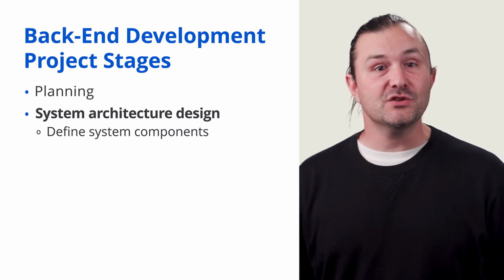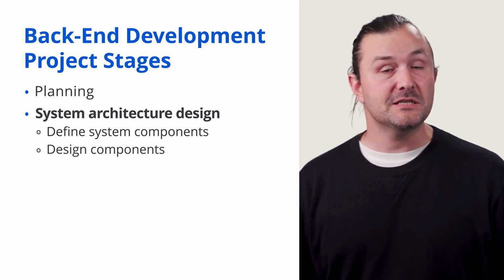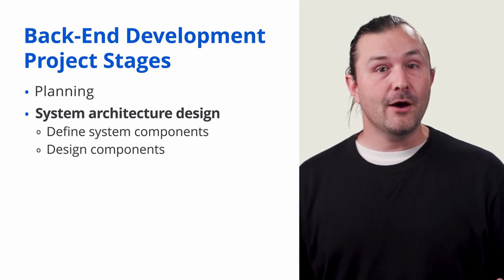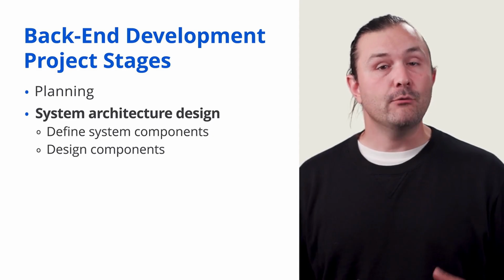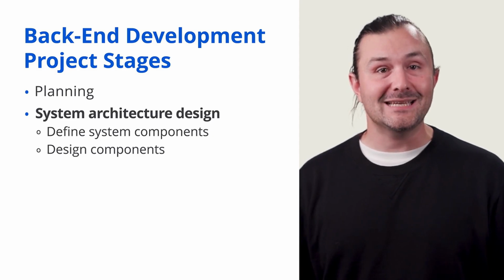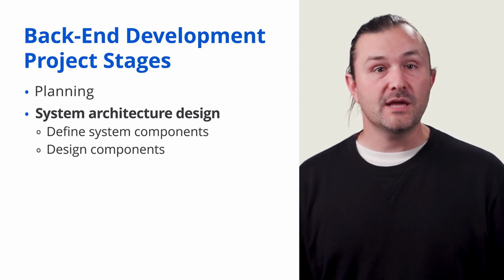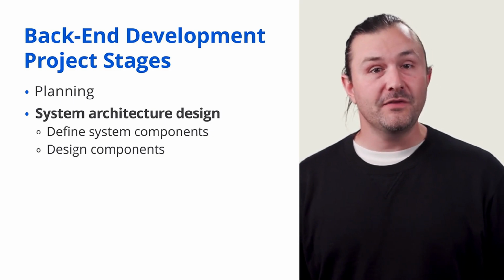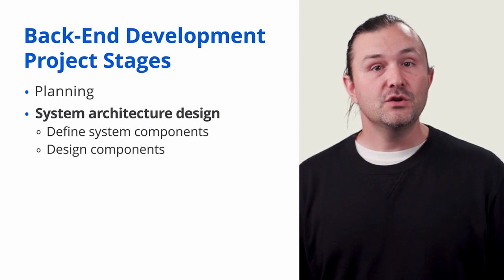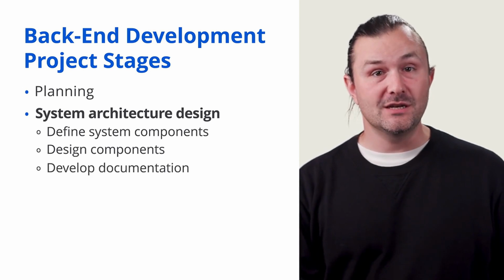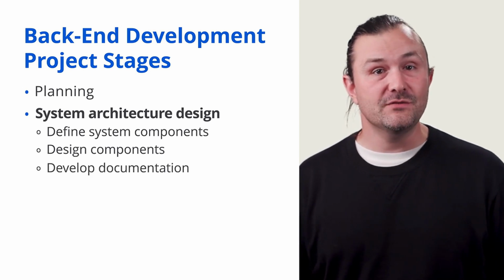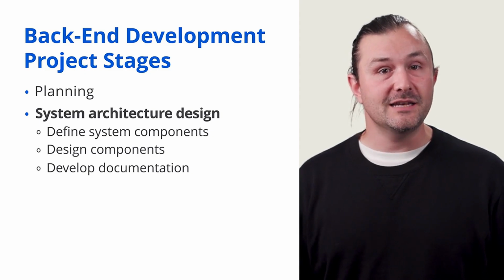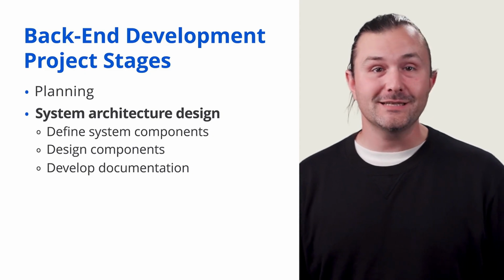Then they decide how these components will interact and communicate with each other. During this stage, engineers also design components such as databases and APIs. They map out how the data will move through the system, how it will be stored, and how it will be accessed. They also design how communication will occur with APIs. With the system components clearly defined and designed, engineers move on to develop documentation. They create visual representations of the architecture and document design decisions to guide the development process.